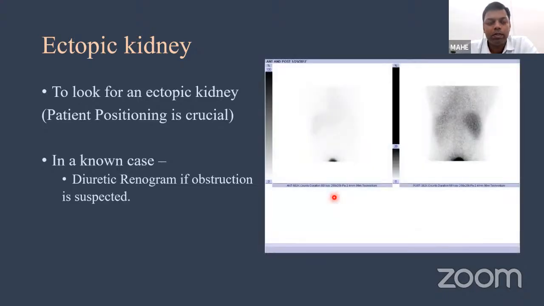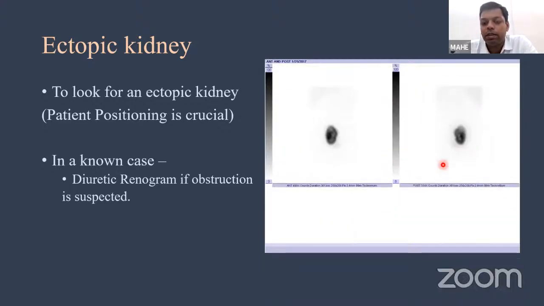However, patient positioning is also crucial. So this is a mistake. Thankfully, we did not commit to it. This is an ectopic kidney. Usually, this is the field of view, where the patient is positioned under the camera. The scan is taken. This looked like bladder. However, when we moved the patient, actually, he had a pelvic kidney. So including both abdomen and pelvic view during the DMSA scan is very crucial.